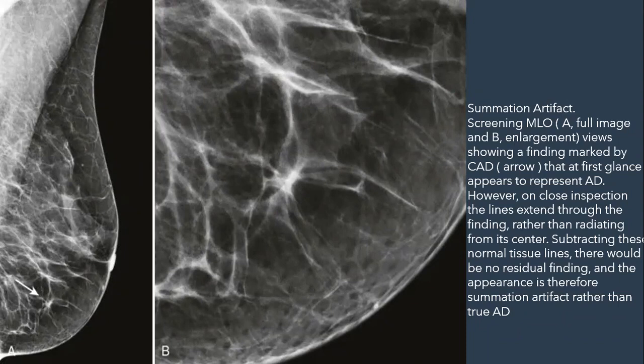Don't read the comment on the right side. Just look at it. Is it architectural distortion or summation artifact? It should not appear this way. I forgot to make the animation. What do you think about these structures?